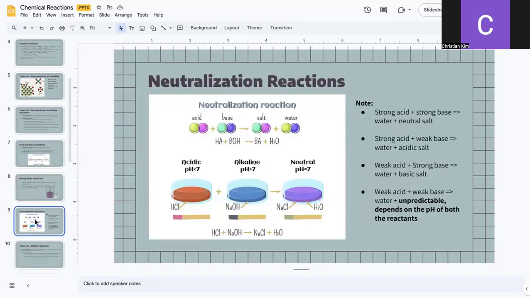Another thing we should talk about is neutralization reactions. When it comes to neutralization reactions, if you have a strong acid and a strong base, the result will always be water and a neutral salt. The neutral salt means you're going to end off with a pH of 7.